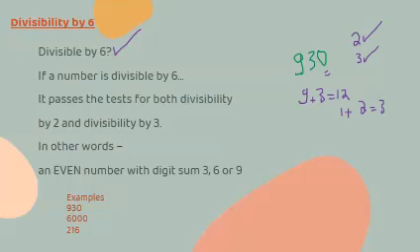Let us do another example, which is 216. First of all, 216 is divisible by 2 because the ones digit is 6. That means it's an even number. Now let us check the 3. So we need to find the sum. 2 plus 1 plus 6. What's 2 plus 1? It's 3. 3 plus 6, it's 9. So this number is also divisible by 3. So if it's divisible by 2 and by 3 at the same time, then it's divisible by 6.